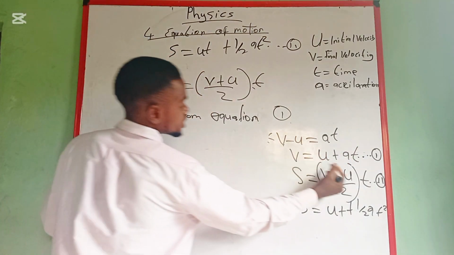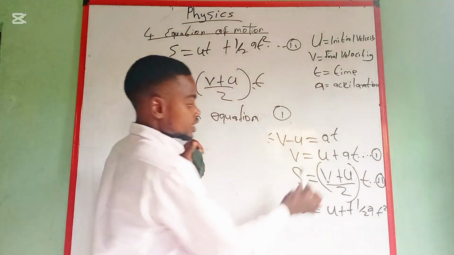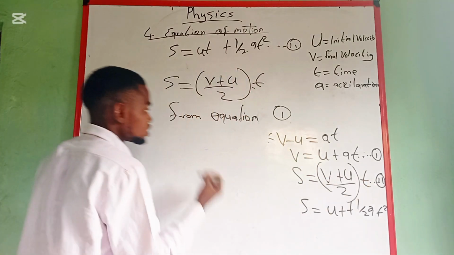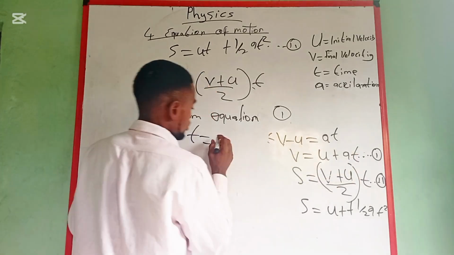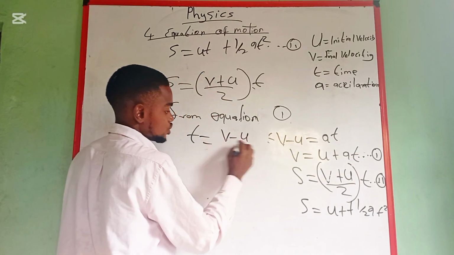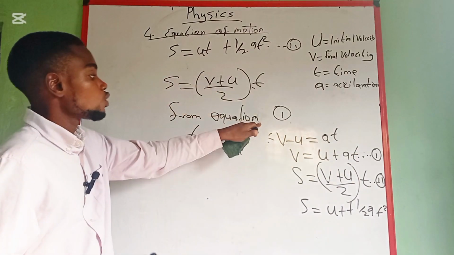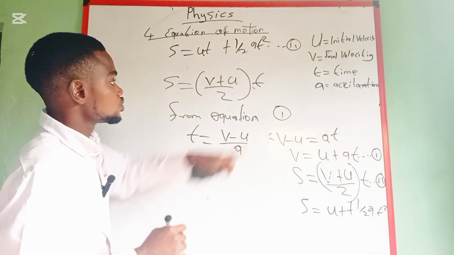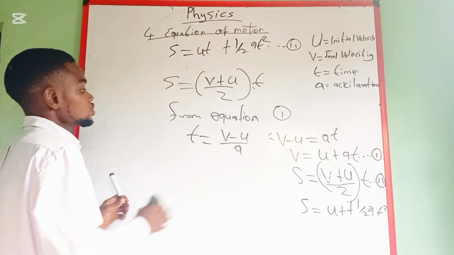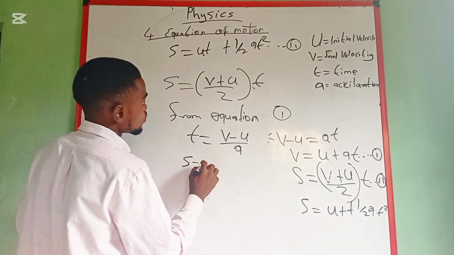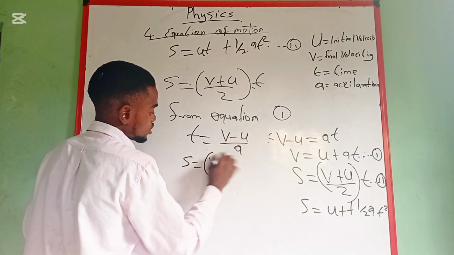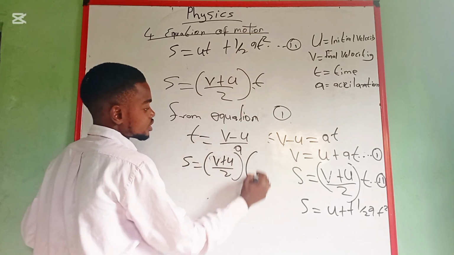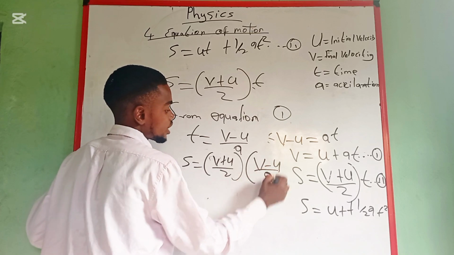So from that equation 1 here, if we make t the subject of formula, this crossover becomes v minus u, and we have divided by what? A. So the value of t, if you make it the subject of formula, is going to give you what? V minus u over a. So from equation 1, t is equals to v minus u over a. We're going to substitute this to this t over here. So once we substitute that, we're going to find out that s is equals to bracket v plus u over 2, the average velocity, multiplied by time, which now is v minus u over a.